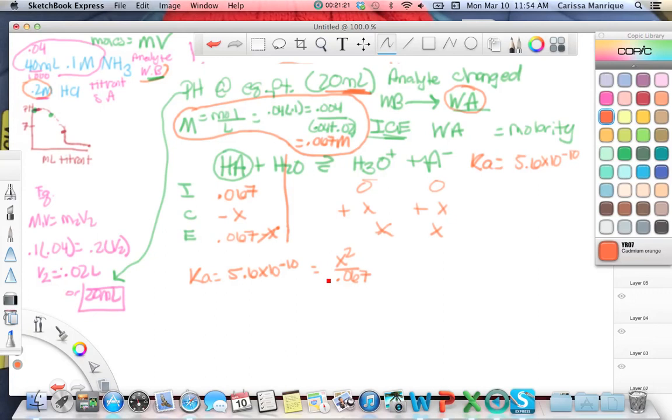So let's solve for x. I have 5.6 times 10 to the negative 10 times 0.067. That gives me 3.75 times 10 to the negative 11 equals x squared. Now to get rid of the squared, we raise it to the 1/2. So I'm going to raise my answer to the power of 1/2, in parentheses. So x equals, say, 6.12 times 10 to the negative 6.